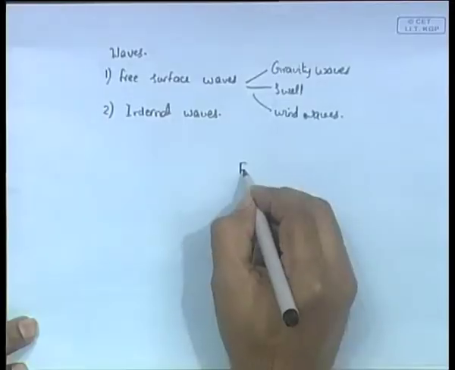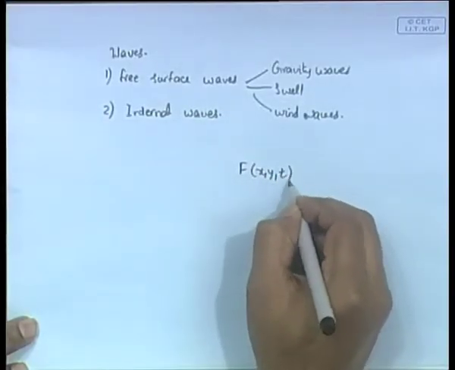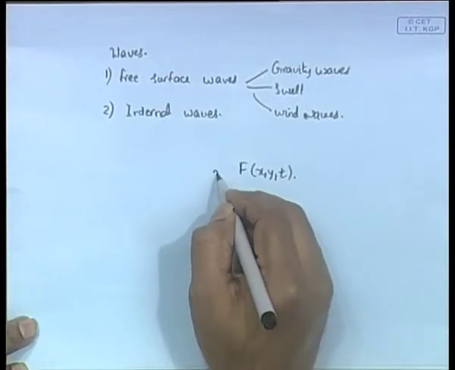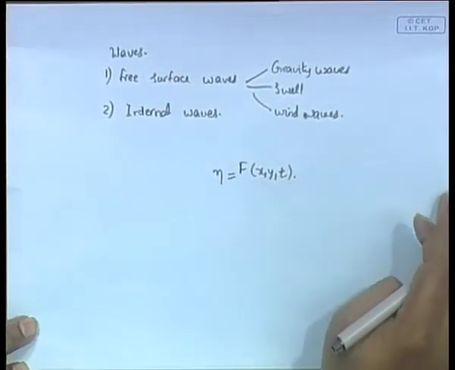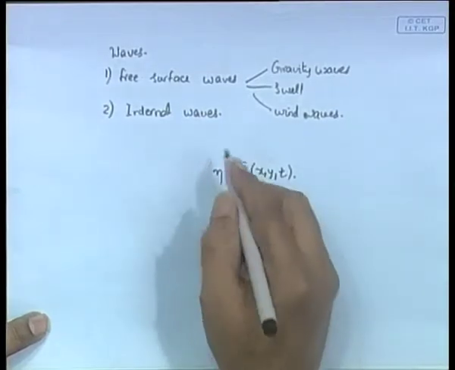Now because of the presence of these waves on the free surface, the ocean surface is not always even. It is not a horizontal line, it is a curve, some function. So you get the free surface eta as a function of x, y and t. This is what we call the elevation.